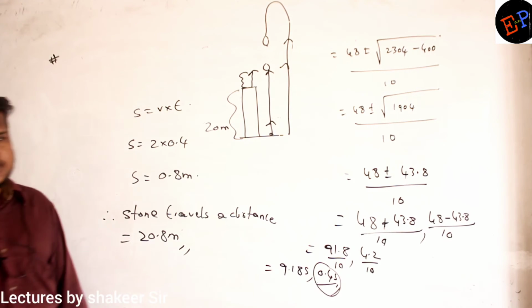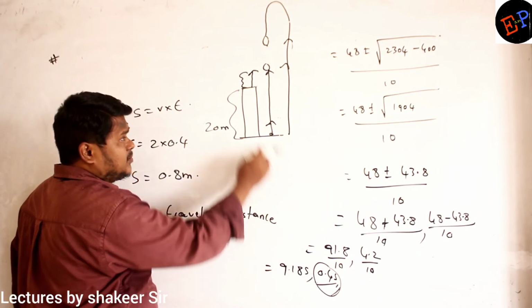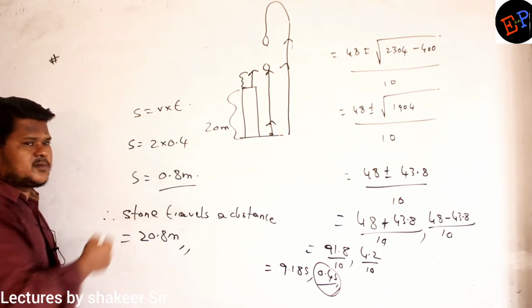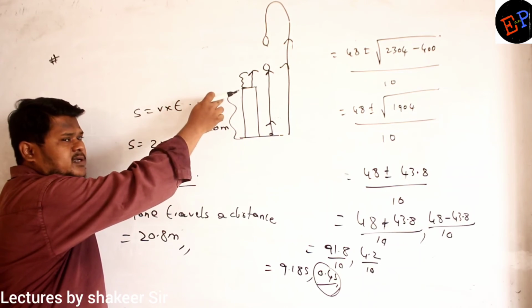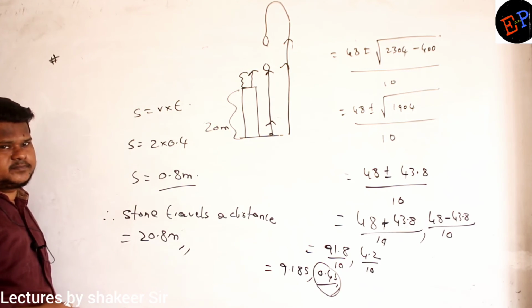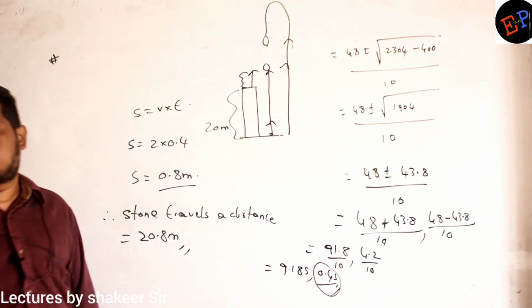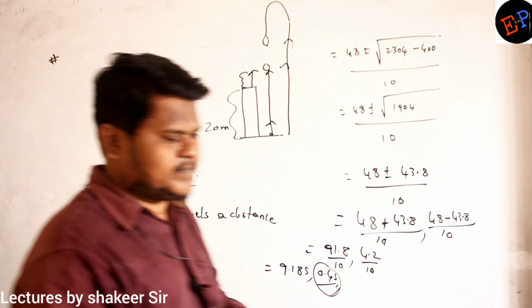Are you able to understand? So it goes and hits the balloon in a time of 0.4 seconds. By that time the balloon will move how much distance? The balloon should have moved by a distance of 0.8. So totally the stone should cover how much distance? First this 20 and next this 0.8. Are you able to understand? So this is the total distance travelled by the stone, so that it goes and hits the balloon. Are you able to understand now? That's it. Okay. Come on.